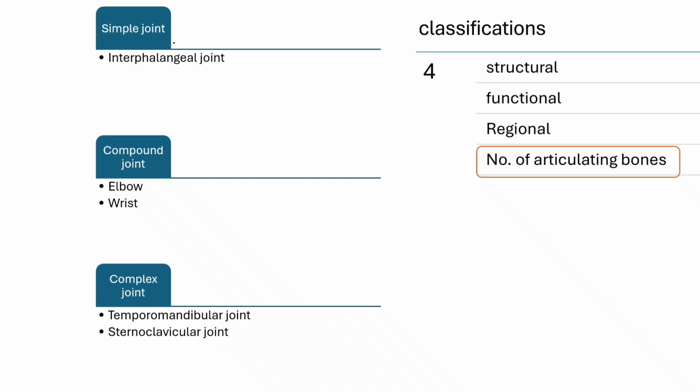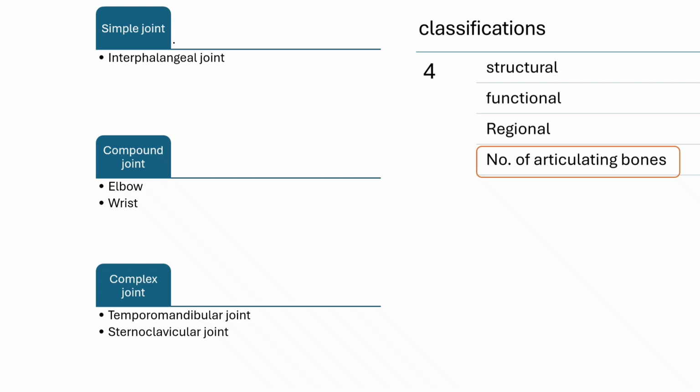Now the second one is a compound joint. In compound joint, more than two bones articulate within one joint capsule. For example, the elbow joint or the wrist joint. Here there are more than two bones and they articulate within a single joint capsule. The third one is a complex joint. In complex joint, the joint cavity itself is divided by an intra-articular disc. Example is temporomandibular joint. In temporomandibular joint, there are two divisions or two regions which are separated by an intra-articular disc. Also another example is sternoclavicular joint.